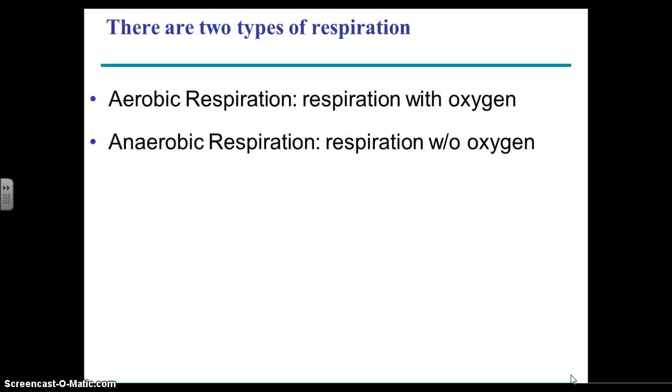Today we're going to talk about the difference between aerobic and anaerobic respiration. So far we've been learning aerobic respiration, or respiration that occurs when oxygen is present.